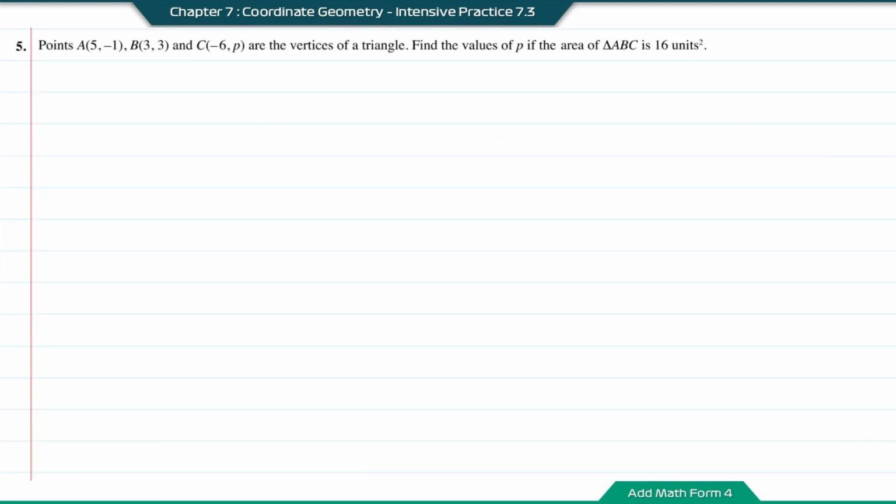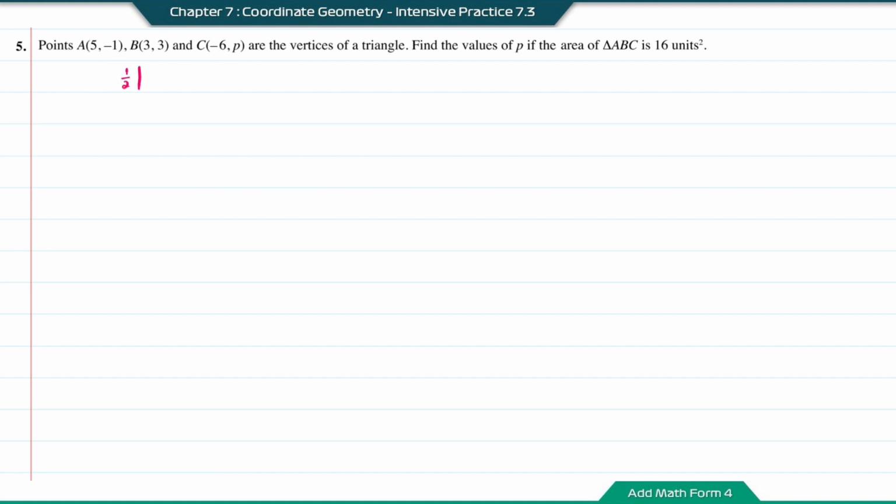Question number 5. Points A(5, -1), B(3, 3), and C(-6, P) are the vertices of a triangle. Find the value of P if the area of the triangle ABC is 16 units squared. So here we're going to use the shoelace formula to get the area. So this will be 1/2.